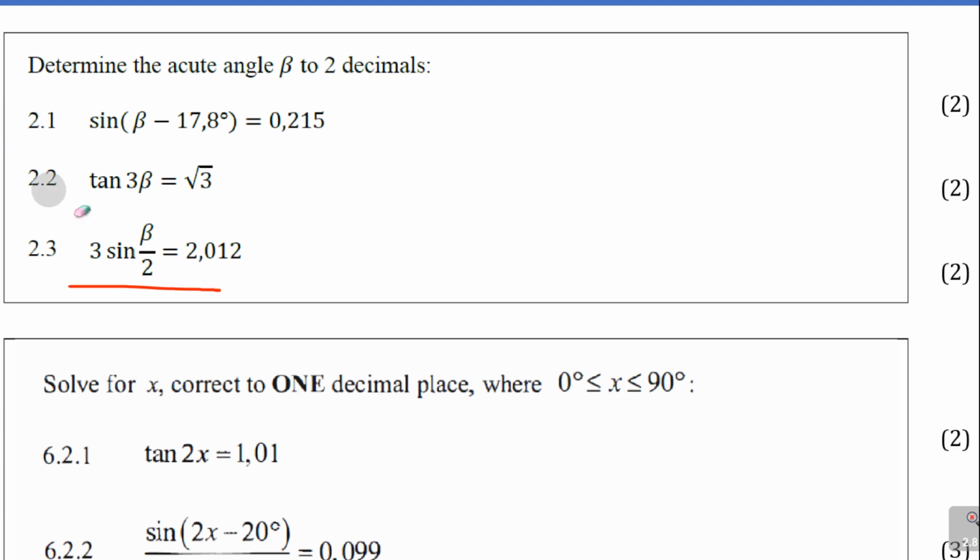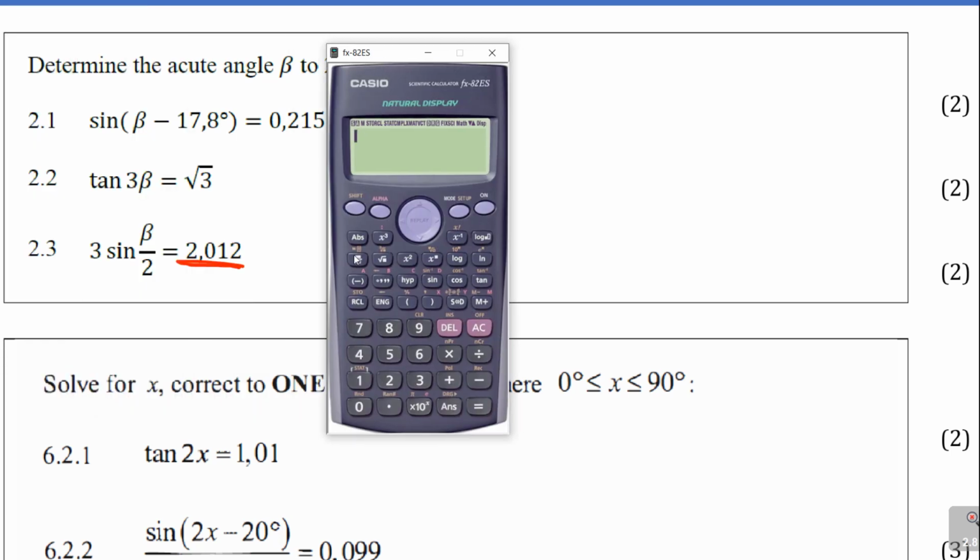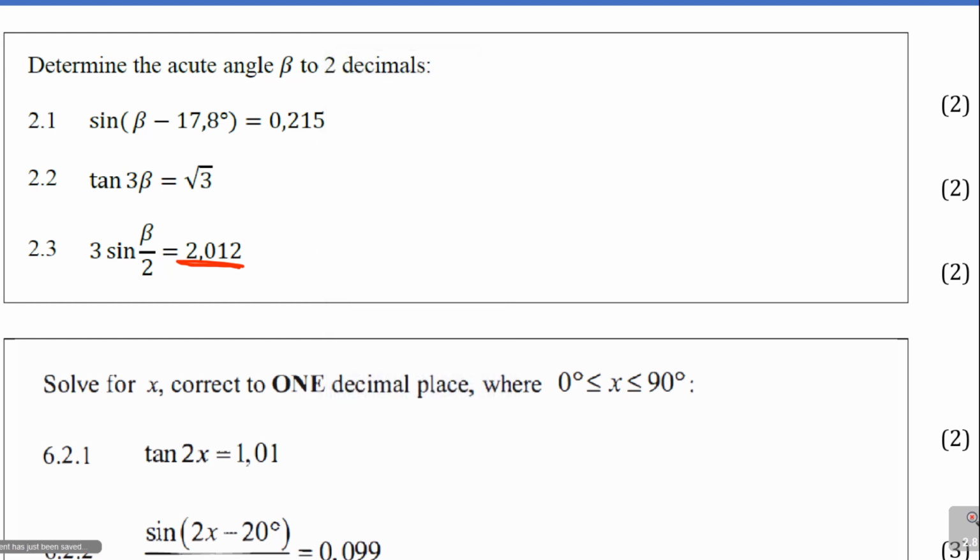Look at this. What do you do there? Two things are affecting you. I just want to show you. I cannot say arcsine already because you see this number is still bigger than 1. For example, out of interest, if I say shift arcsine, if you thought you can do it at this stage, I say 2,012. Look what the calculator will say, error, because you are not yet done.